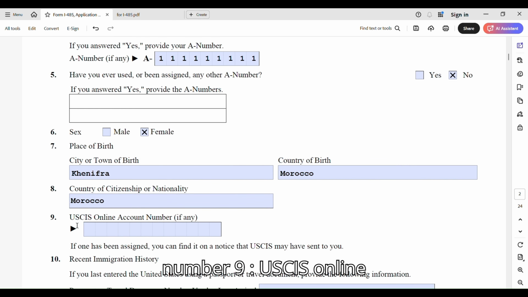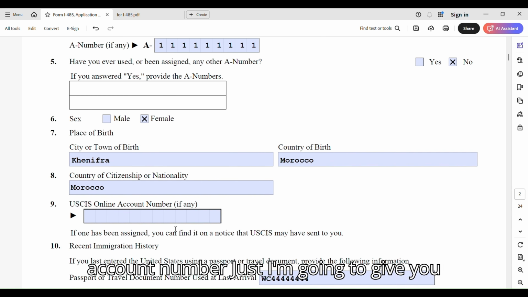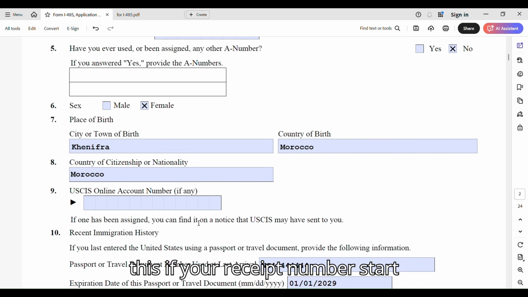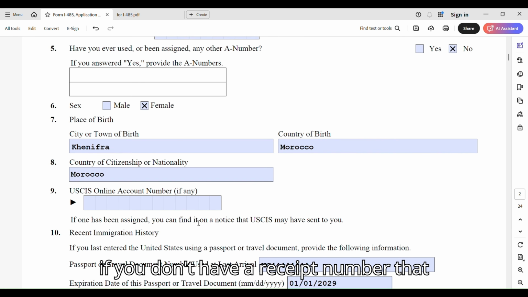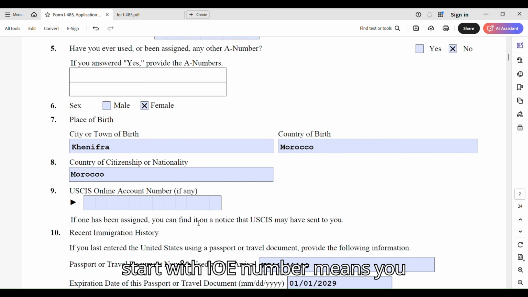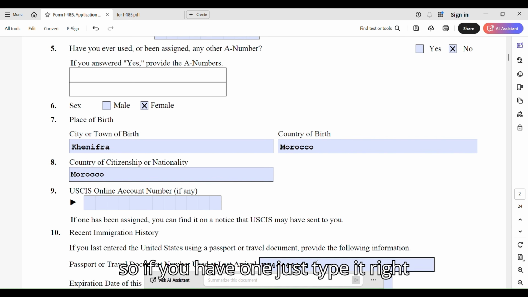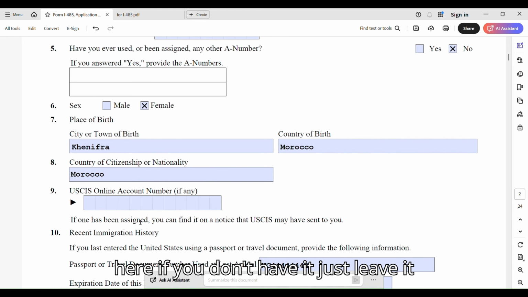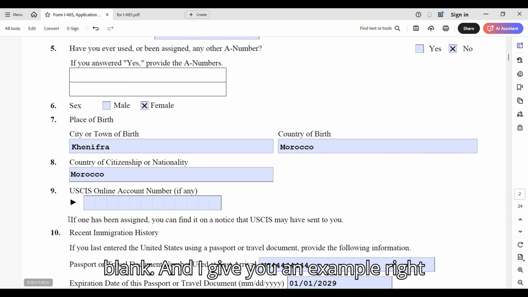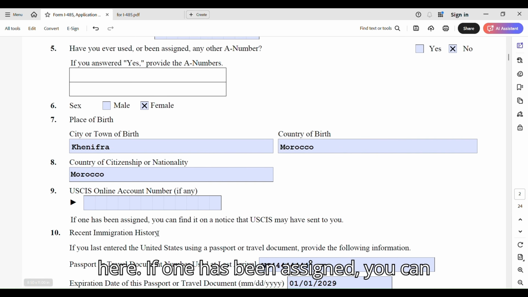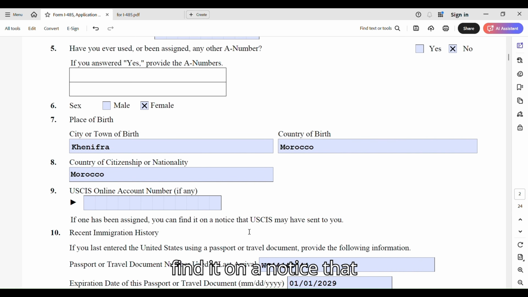Question number 9, USCIS online account number. I'm just going to give you this. If your receipt number starts with IOE, it means you have a USCIS online account. If you don't have a receipt number that starts with IOE, it means you do not have a USCIS online account. So if you have one, just type it right here. If you don't have it, just leave it blank. And they give you an example right here. If one has been assigned, you can find it on a notice that USCIS might have sent you.